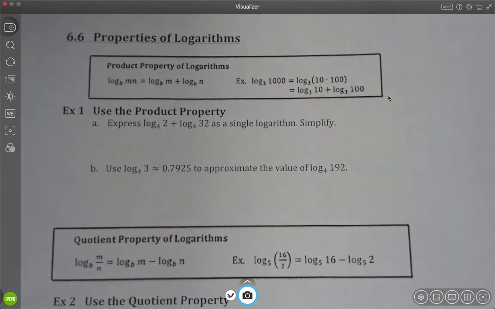All right, so you've got to really be involved in the next 15 minutes because this is going to be important. There are properties. This should be done in maybe 15 minutes if we're quiet. Sit down. 6.6, properties of logs.